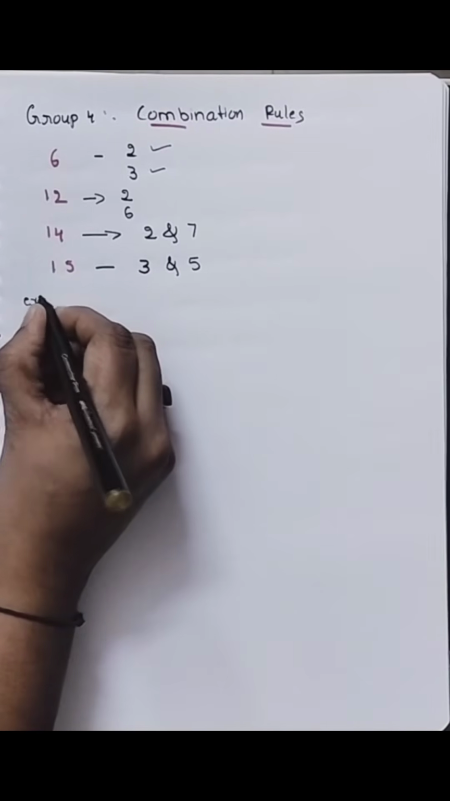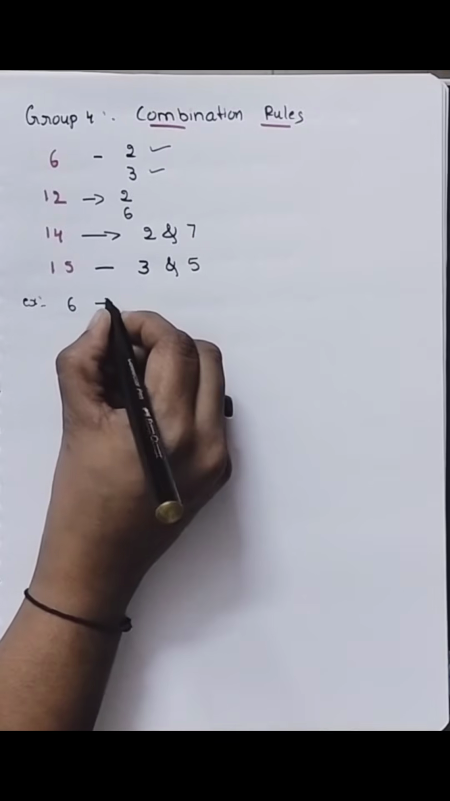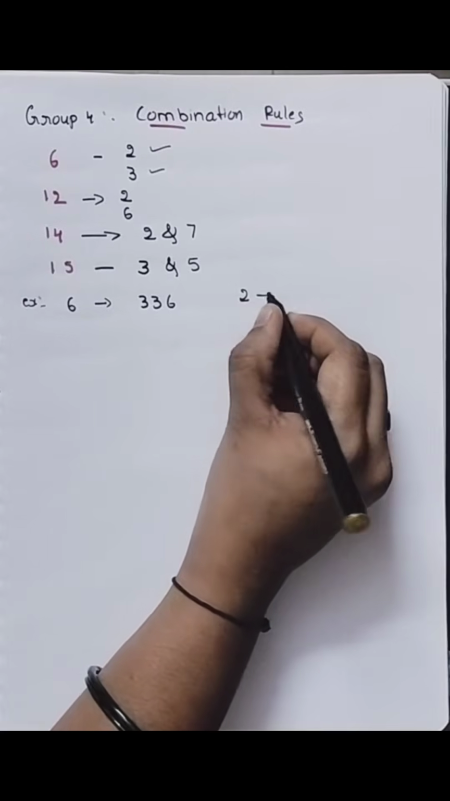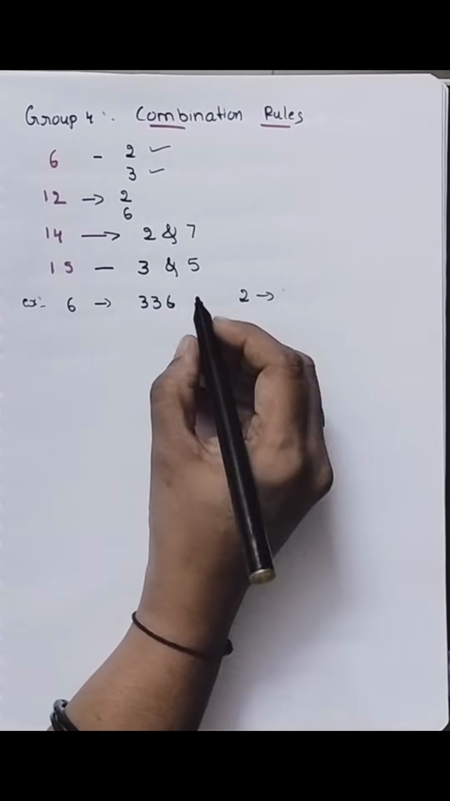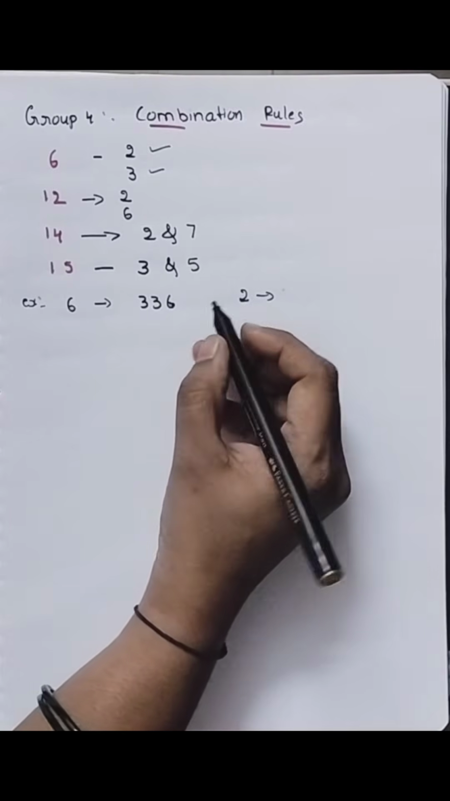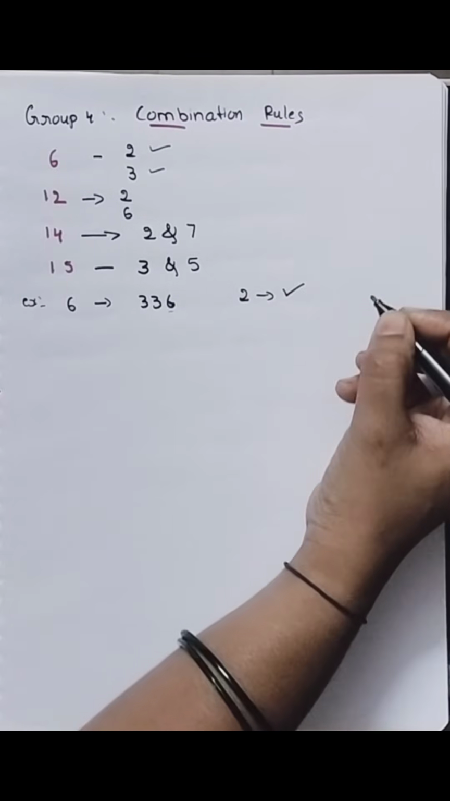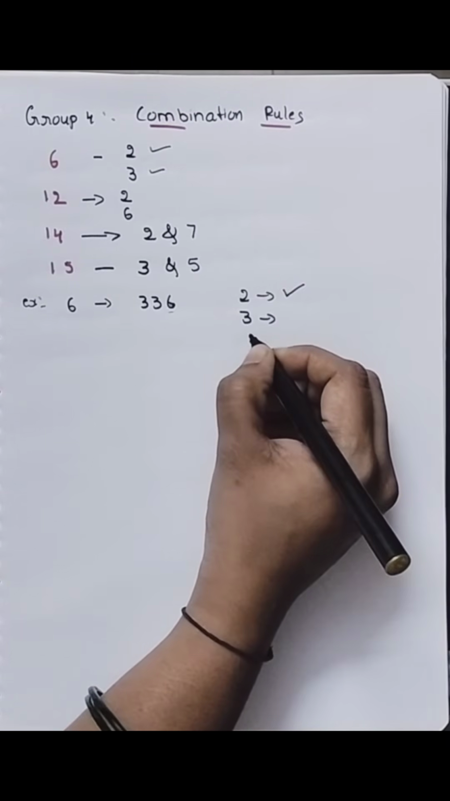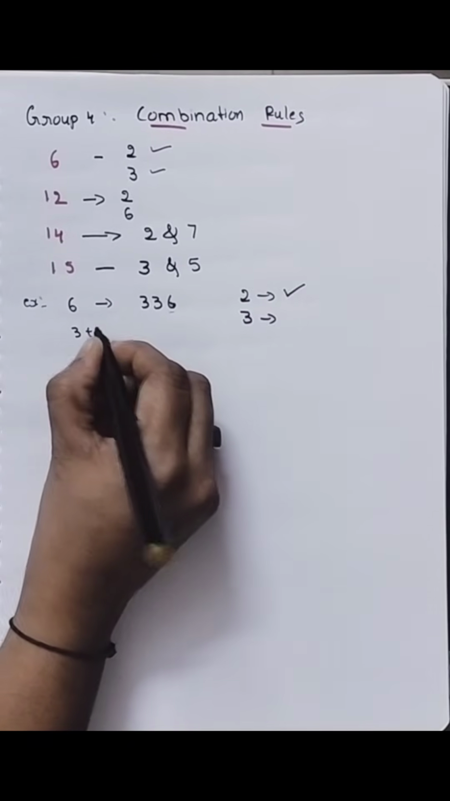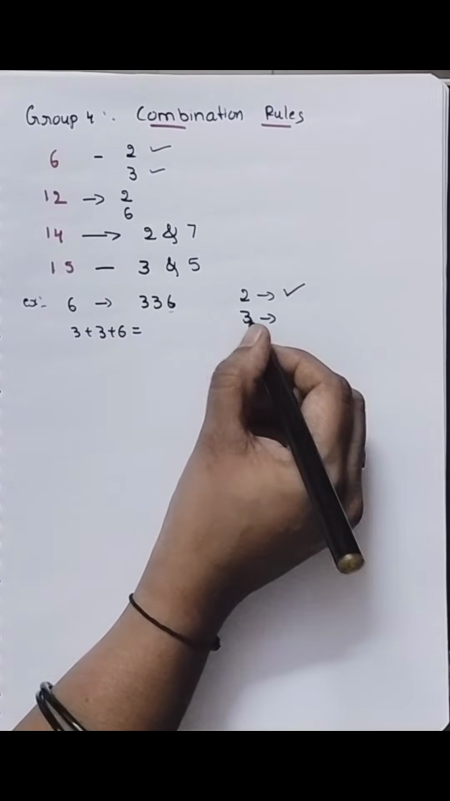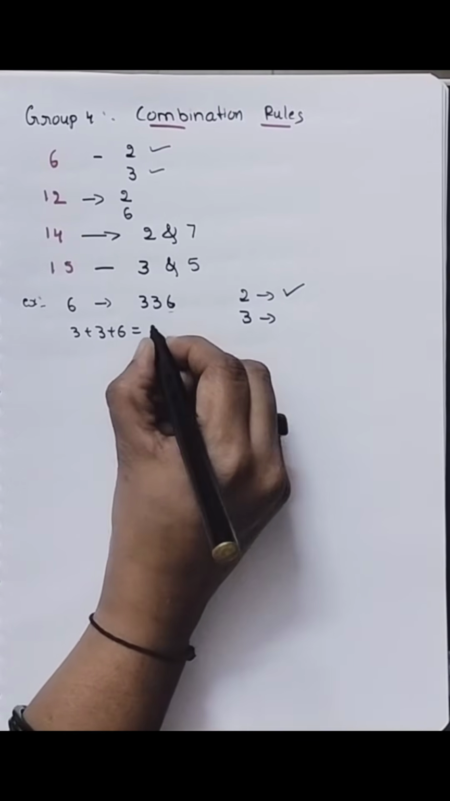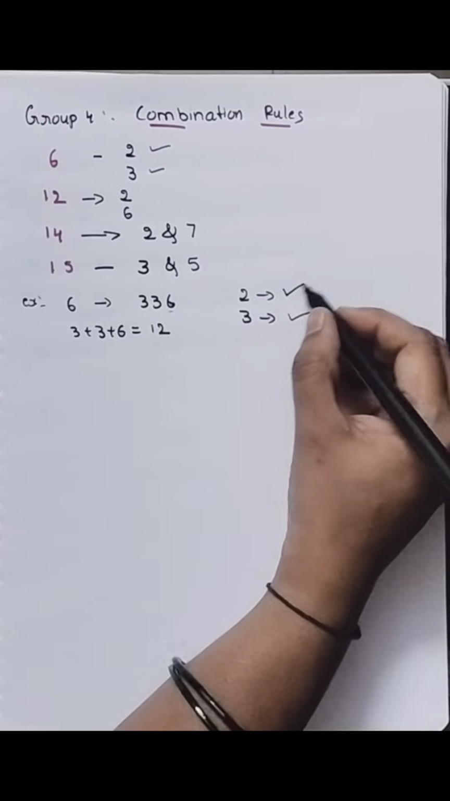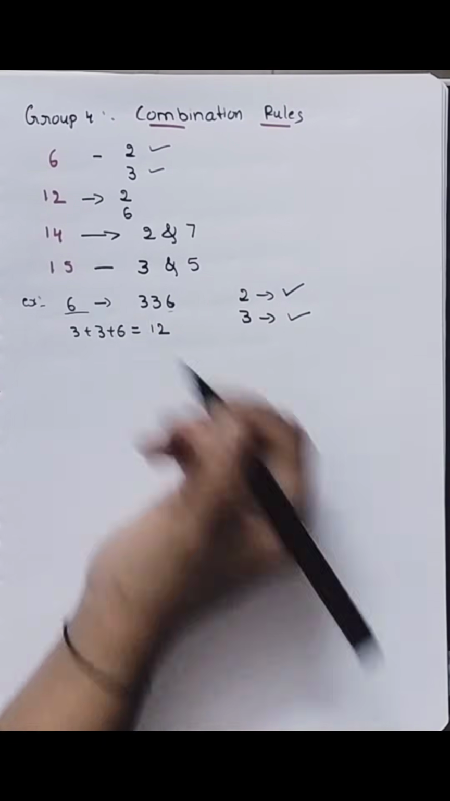Now let's check with an example for 6. Let's take the example of 336. What is the divisibility rule of 2? The end digit should be 2, 4, 6, 8 or 0. Here it is ending with a 6, so it passes the criteria for 2. Next, what is the divisibility rule of 3? The sum of all the digits should be divisible by 3. So 3 plus 3 is 6, 6 plus 3 is 12, and 12 is divisible by 3. So since 336 passes the criteria for 2 and 3, it goes with 6 as well.